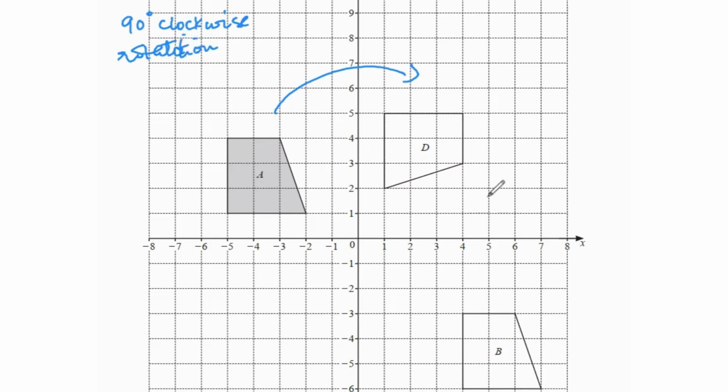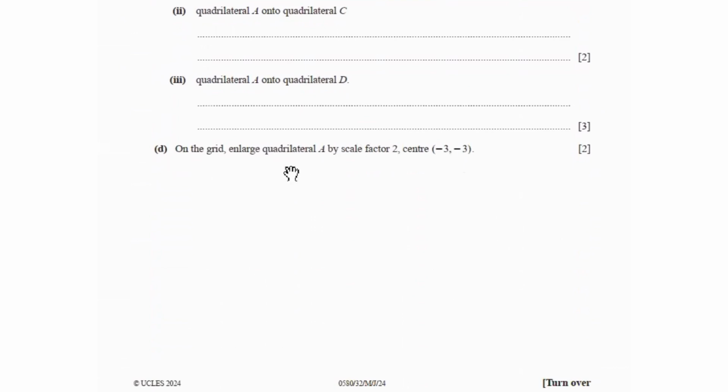Now talk about the center of rotation. If you pick this point and the corresponding point on D, this point is 1 unit vertically from the y-axis and 2 units horizontally. For this, it's the other way around. It's 2 units vertically and 1 unit horizontally, which means your center will be over here at 0, 0. Then lastly on the grid, enlarge quadrilateral A by the scale factor of 2, center -3, -3.